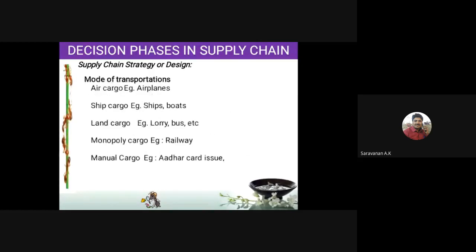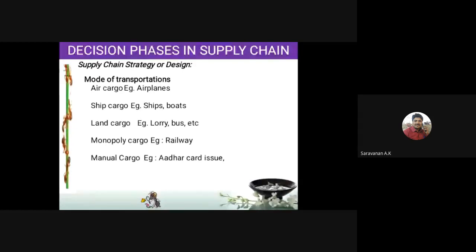Okay, next is the mode of transportation. We have to choose the facility: air cargo, ship cargo, land cargo, monorail cargo or manual cargo. If you want to get an Aadhaar card, a decision has to be taken that the person has to come in person, and they have to prove that they are alive. So this is what we call the mode of transportation. We have to take these decisions.